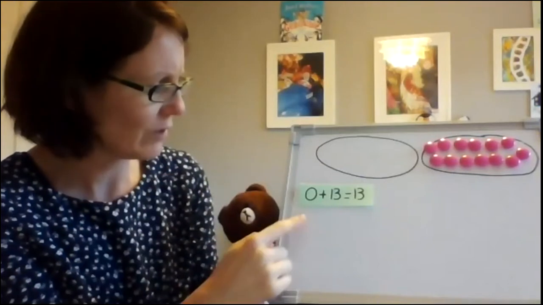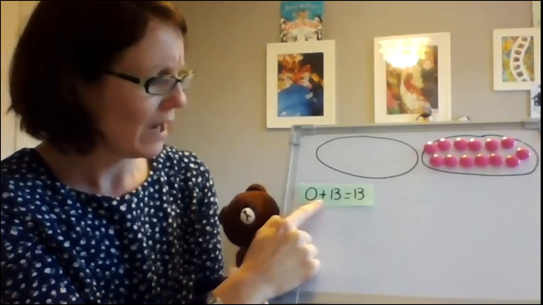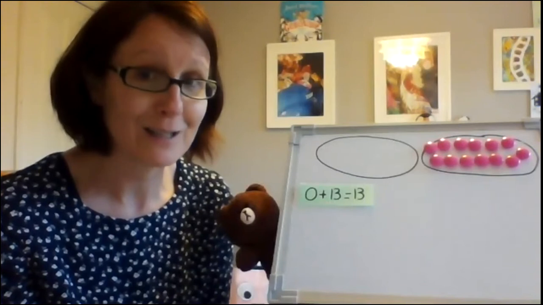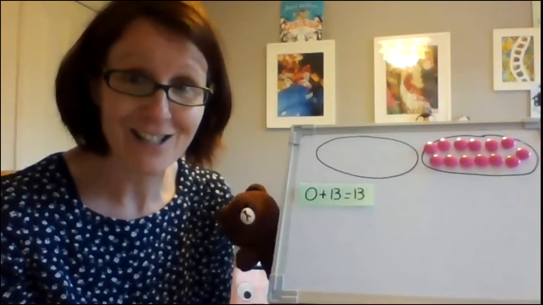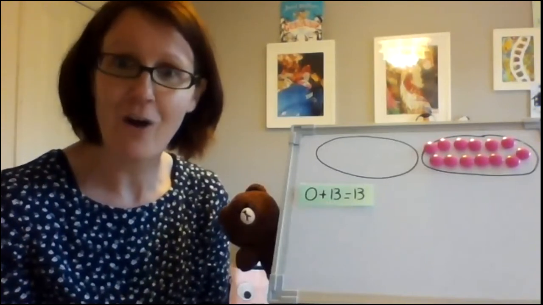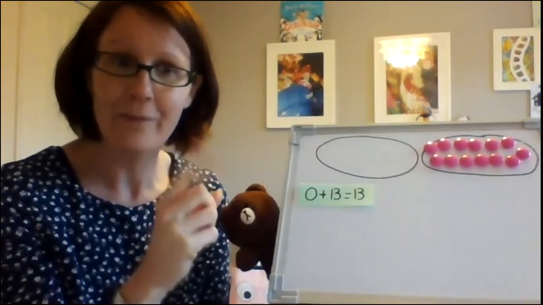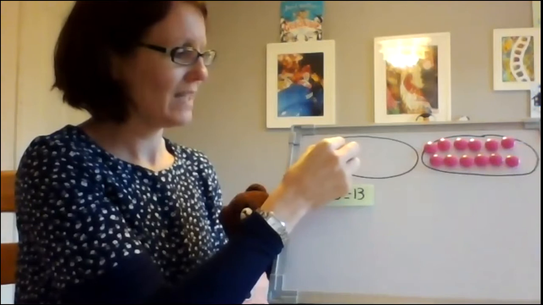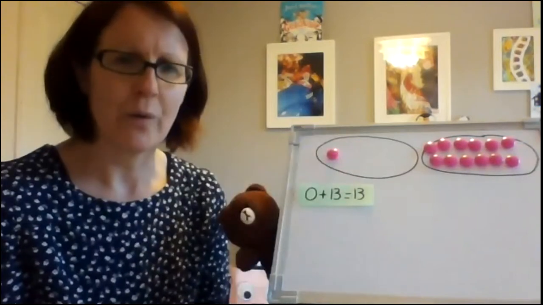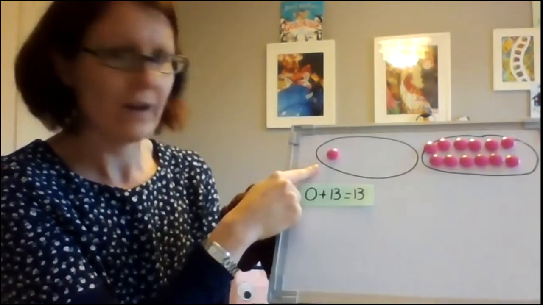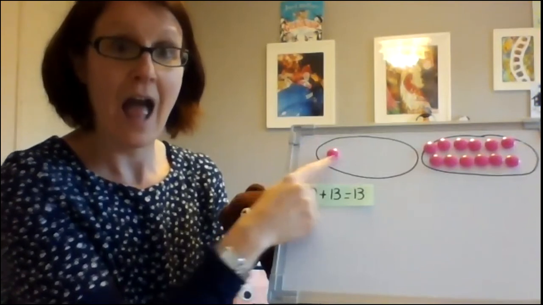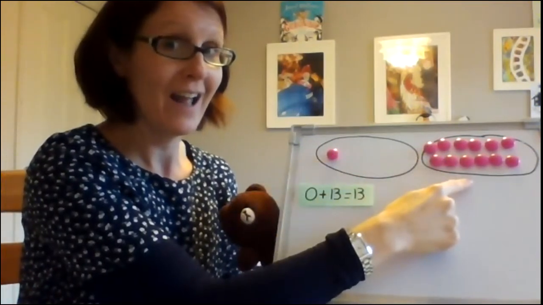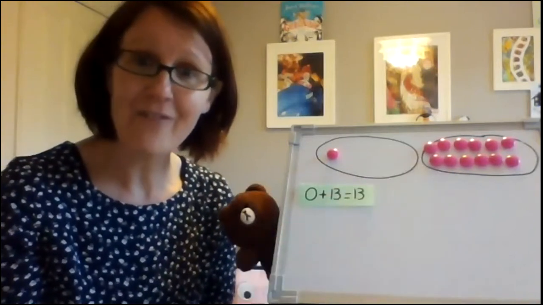Let's have a think. So we started with 0 and we added on 13. So what number could we start with next? Have you guessed? That's right, we could start with the number 1. So let's move one of our counters over to here. So if I've got 1 counter over here, how many will I have over here? That's right, I'll have 12.